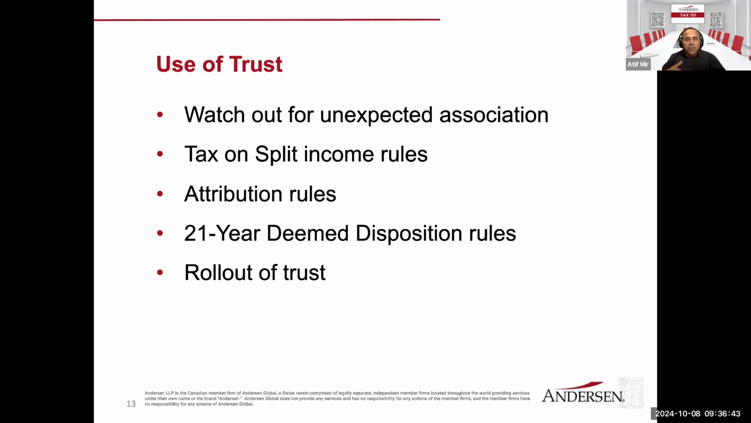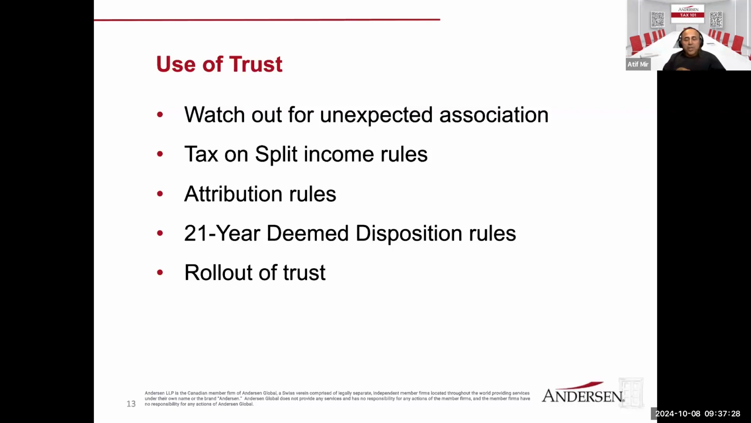One of the uses of a trust is to split income. However, you have to be careful about the TOSI, tax on split income. There are some rules that you have to watch out for. There are attribution rules, and how that works is that if you have settled a trust and you have contributed a property that is earning income, and the beneficiary is a minor child, nephew, or niece, or your own children, the attribution rules can kick in, and you will be attributed that income from the property. So if you are on a higher marginal rate than your kids, that's not the result you want.